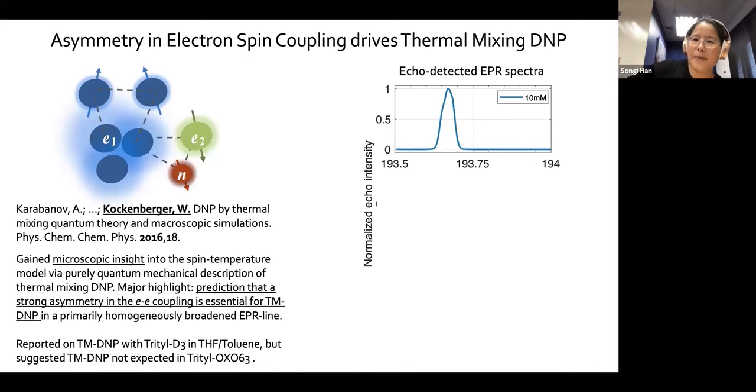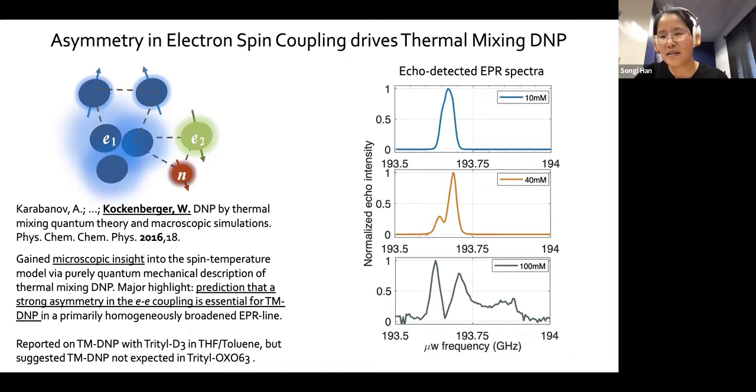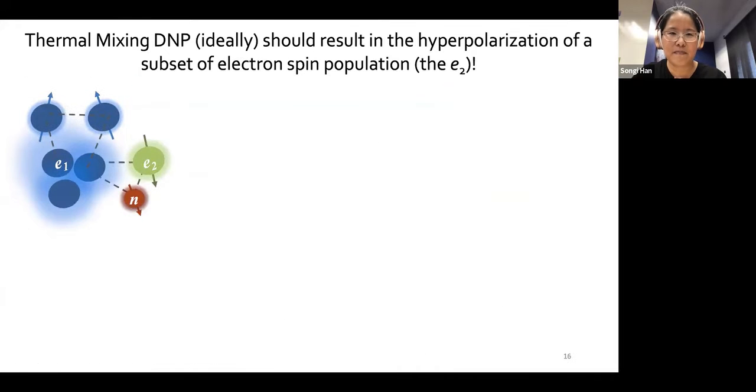So let's look at the EPR. At 10 millimolar, you see echo-detected EPR, a certain shape. At 40 millimolar, we start to see the central peak really grow. We see an asymmetry at 100 millimolar, it's completely obvious. So this means you have an inhomogeneously broadened line, you have multiple populations, at least two populations of spins. And we would like to think that those are, at the very least, some population of strongly coupled, some population of isolated electron spins of the trityl radical.